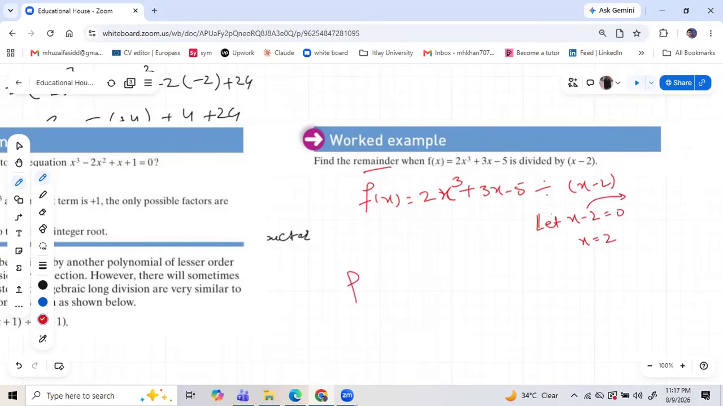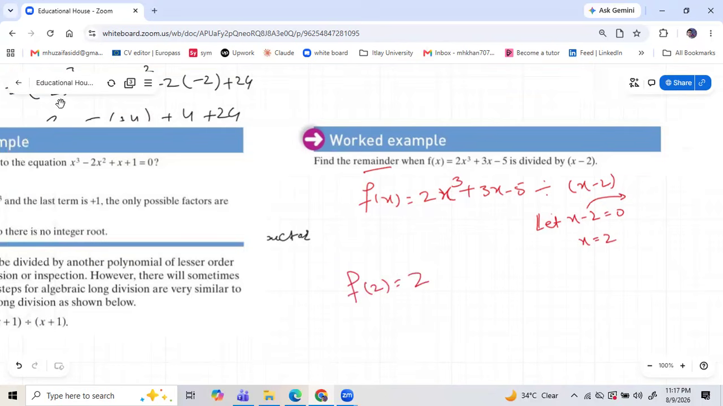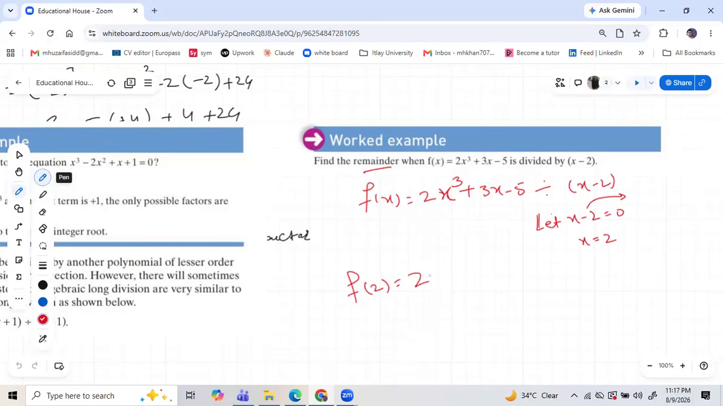So this is f of 2, which is equal to 2 into 2 cube, plus 3 into 2.